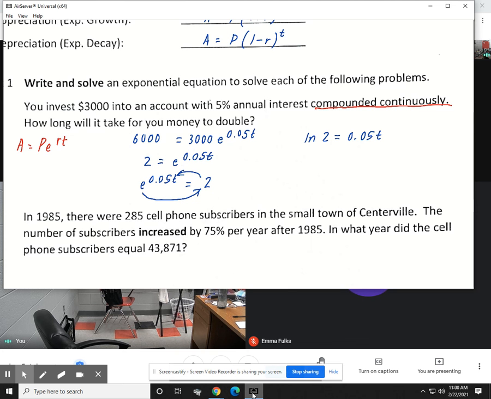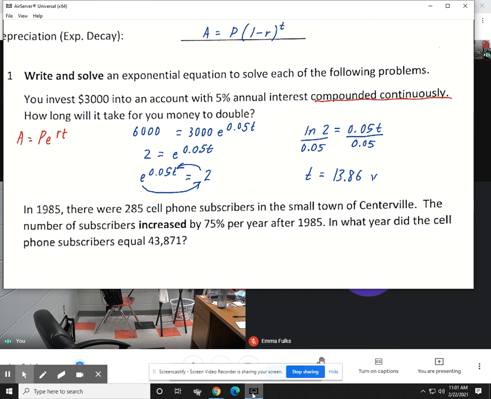So think about this, guys. What's the last thing I'm going to do to solve for t? I'm going to divide by 0.05. So I want you to go to your calculator, and type in ln of 2, close that parenthesis, and then divide it by 0.05. ln of 2, and divide that by 0.05, and tell me what you get. 13.86. So it's going to take approximately 13.86 years.